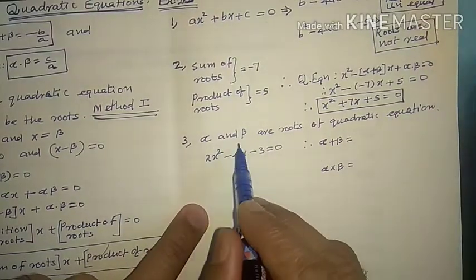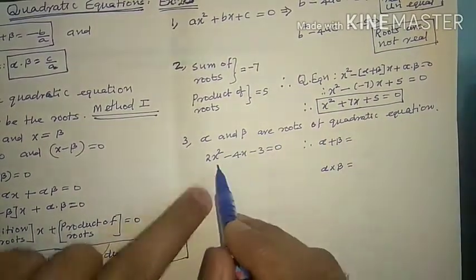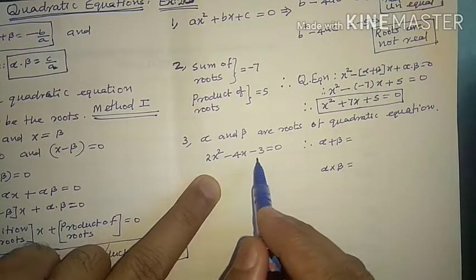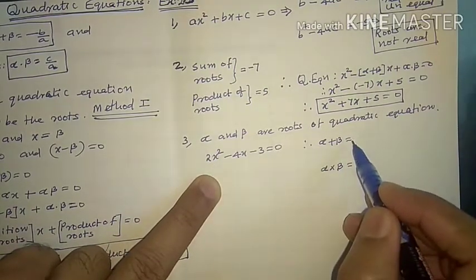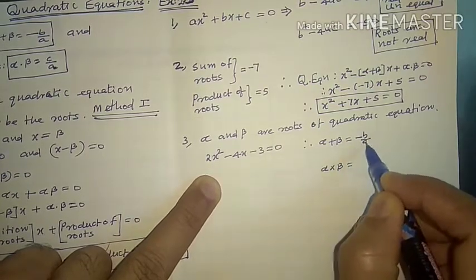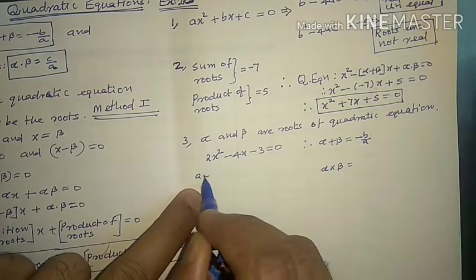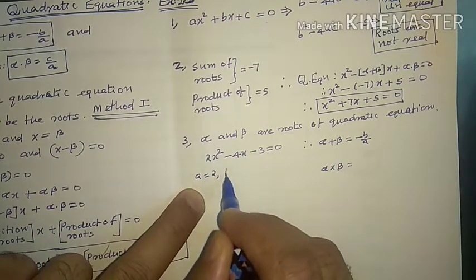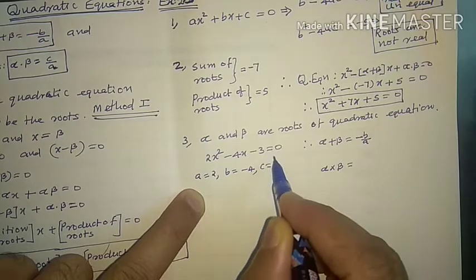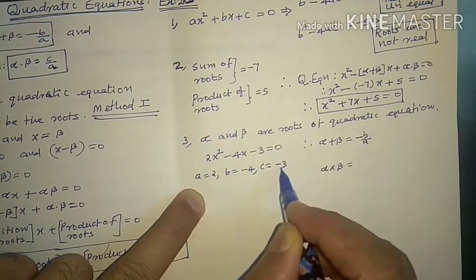Now, alpha and beta are the roots of the quadratic equation 2x square minus 4x minus 3. We want alpha plus beta. What is alpha plus beta? Minus b by a. What is here a? A is 2. B is the x coefficient, minus 4. C is the constant term, minus 3.